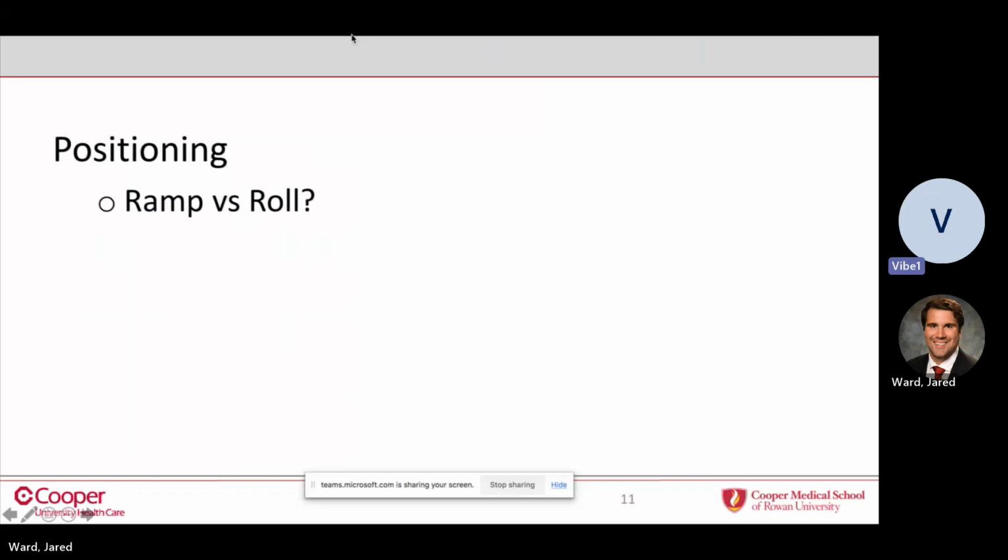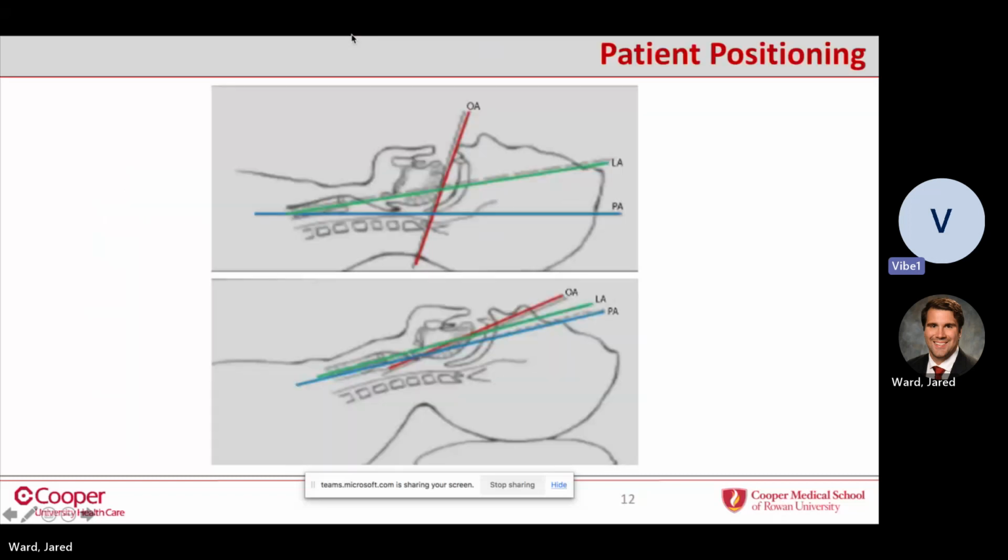So then should you ramp the patient? Should you put the roll underneath the patient? None of that really matters. You just need to get them in the sniffer position, meaning that you've got to get their head forward so that their ears align with their sternum, right? Because that's how you're going to get the view of the airway.